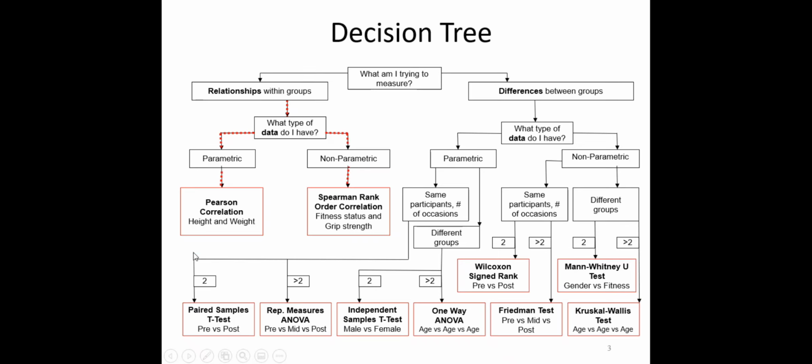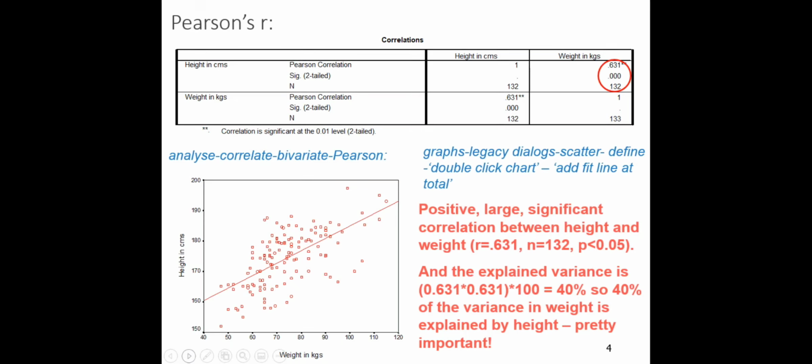So I'm going to first of all start with parametric, and here we see the instructions written in blue for how to do a Pearson's correlation. And the correlation that's presented on the slide here is examining height in centimetres versus weight in kilos of participants, and you can see the scatter graph that's drawn. But the table at the top is actually our correlation statistics that we're interested in. So I've circled in red the data that's interesting.